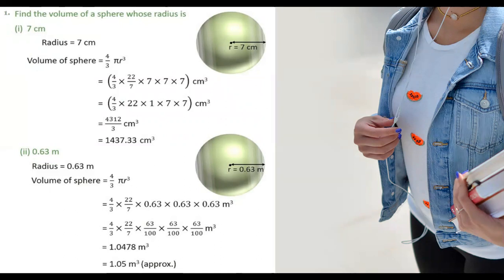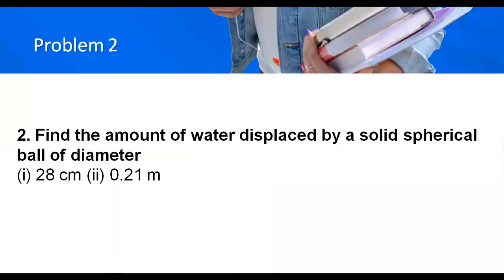1437.33 centimeter cube. In the second problem, we are given the radius as 0.63 meters and we need to find the volume of the sphere. Again here the volume of the sphere is 4/3 pi r cube. Now substituting the value of pi as 22/7 and radius r as 0.63 meters, we get 1.05 meter cube.